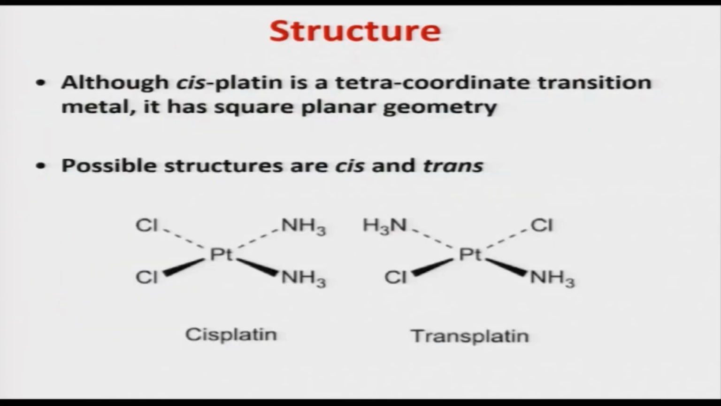Now, cisplatin is a tetra-coordinated transition metal complex with square planar geometry, a platinum 2+ d8 system. So it stabilizes square planar geometry, and there can be two possible structures, cis and trans. You see that in cisplatin the two chlorides are present in the cis position, and in transplatin the two chlorides are in the anti position. So this is cisplatin, which is the most effective anti-cancer drug. Transplatin, however, is completely inactive. We will be talking about transplatin also, and why it is not active.